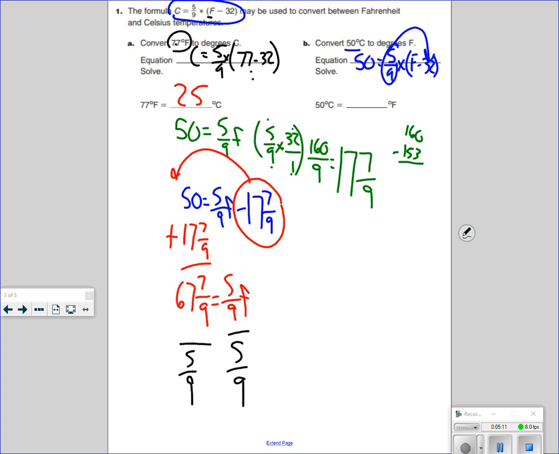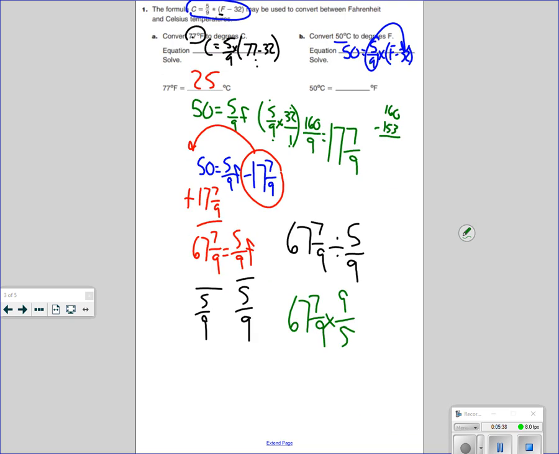I'm going to write this problem out over here. So I have 67 and 7/9 divided by 5/9. I don't think I've lost anybody yet, because I'm trying to find out what F is. Well, we know when we're dividing, I have to find the reciprocal. So I have 67 and 7/9 times 9/5.